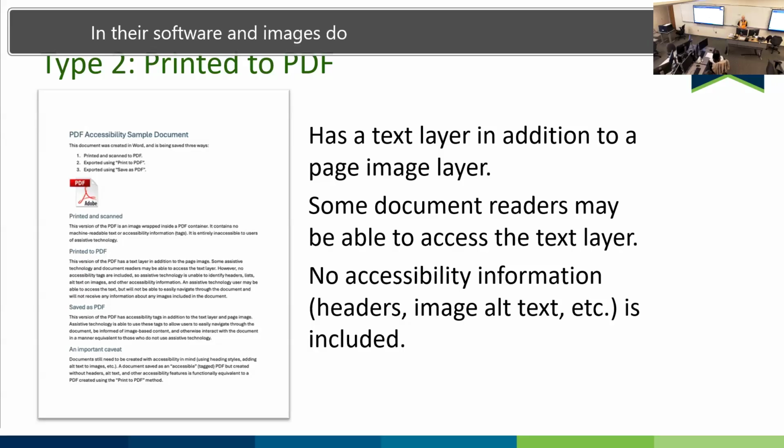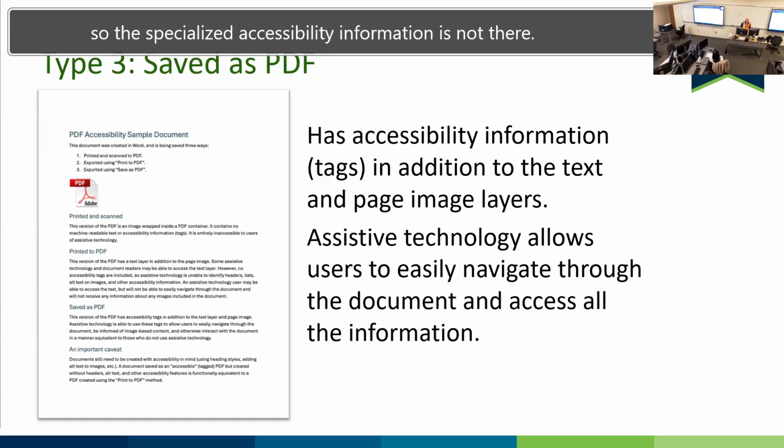Images do not have alt text applied to them, so the specialized accessibility information is not there. Another example, the third type, visually, again, to a sighted user, this looks exactly the same. But this has that extra third layer of accessibility information inside the document. These are called tags, and we'll see more about that in a few minutes. So this kind of document has those accessibility tags.